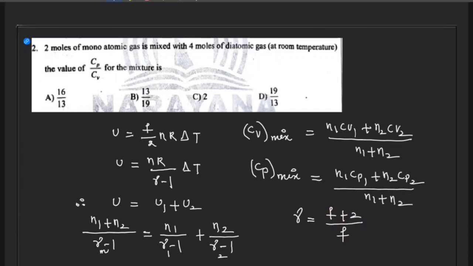You can directly write gamma is equal to F plus 2 by F. So please keep that in mind. These are the formulas that you have to keep in mind regarding this question.